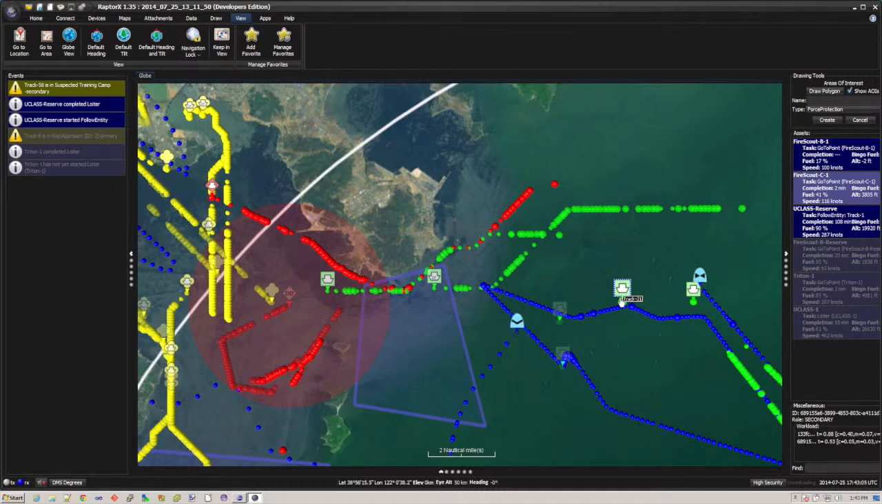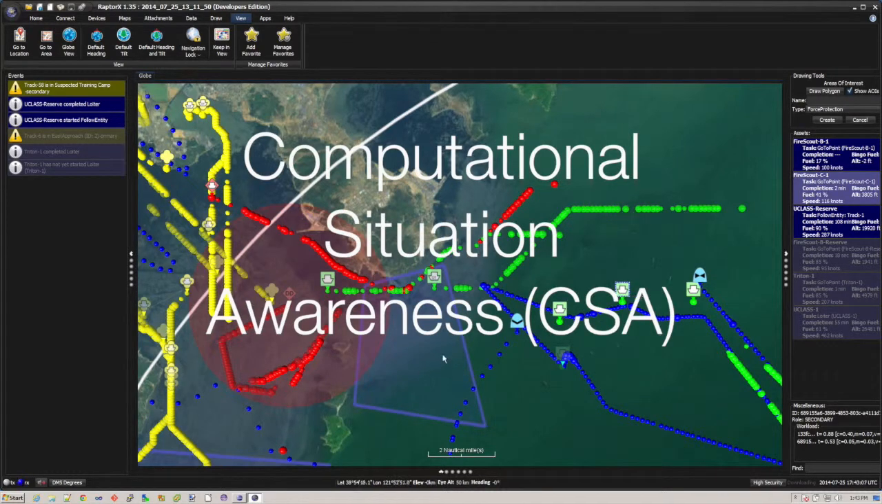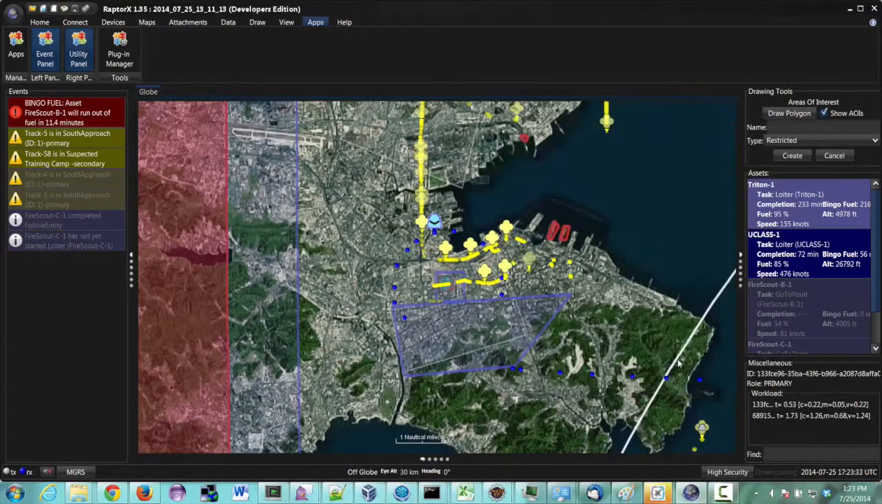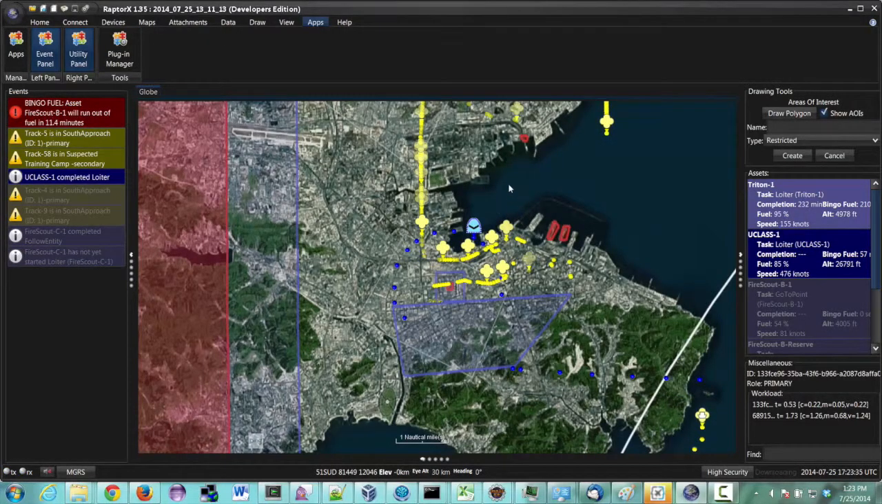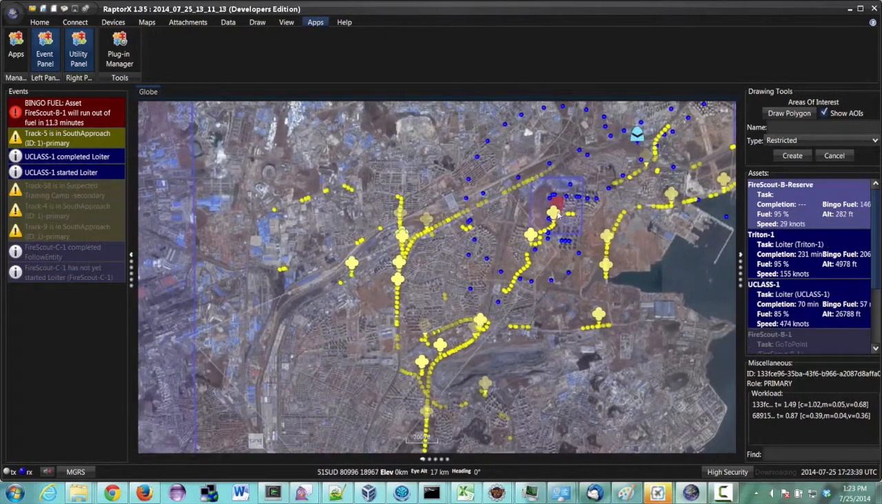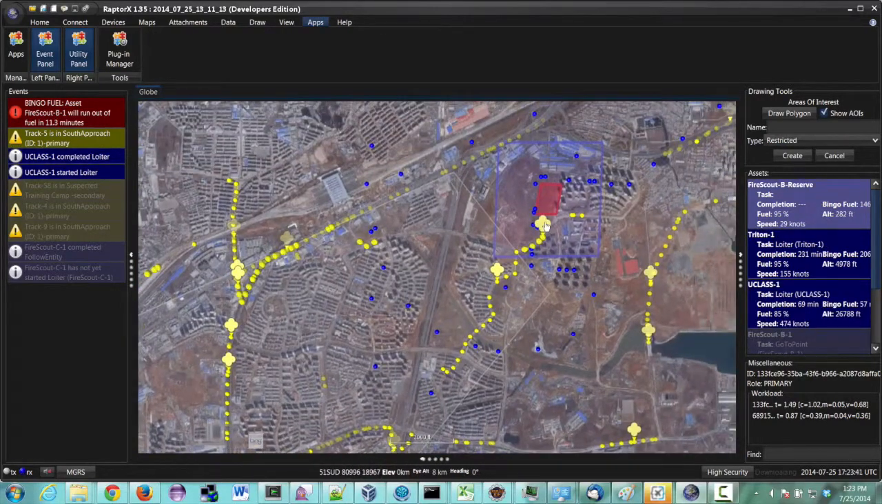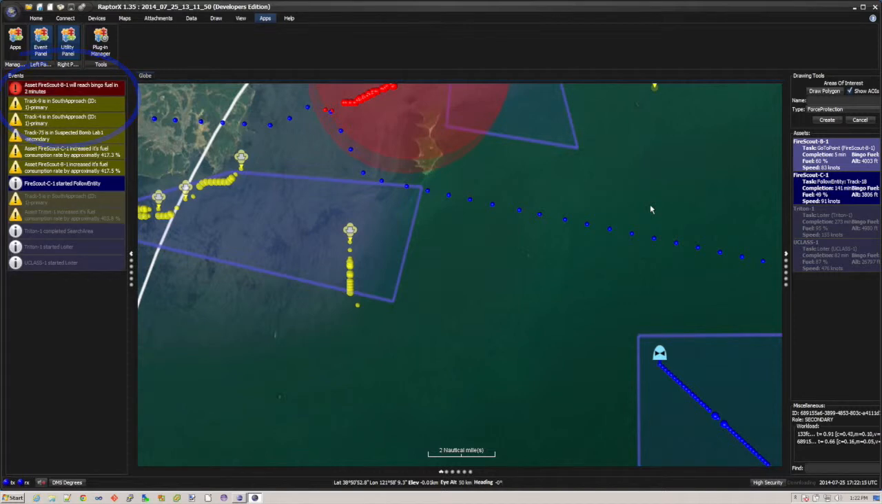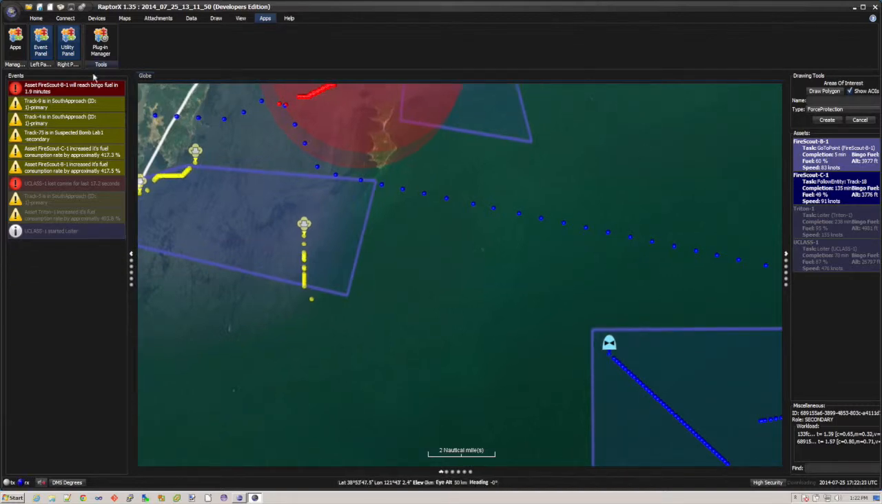Lucid's key technology is Computational Situation Awareness, or CSA. CSA maintains situation awareness to aid the operator. CSA detects important patterns called events. There are 3 different categories of events: task events, user-defined mission events, and failure events. Events are prioritized and shown to the user in priority order.